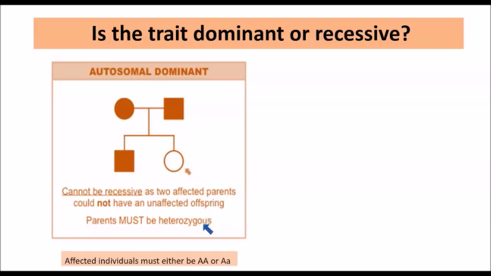Now, using the letters is showing you that affected individuals must either be homozygous dominant or heterozygous. So clearly the parents would have to be heterozygous. Both parents are heterozygous, and this child can either be homozygous dominant or heterozygous. But this would be the child that would be homozygous recessive, so the unaffected child. So this particular trait is autosomal dominant.